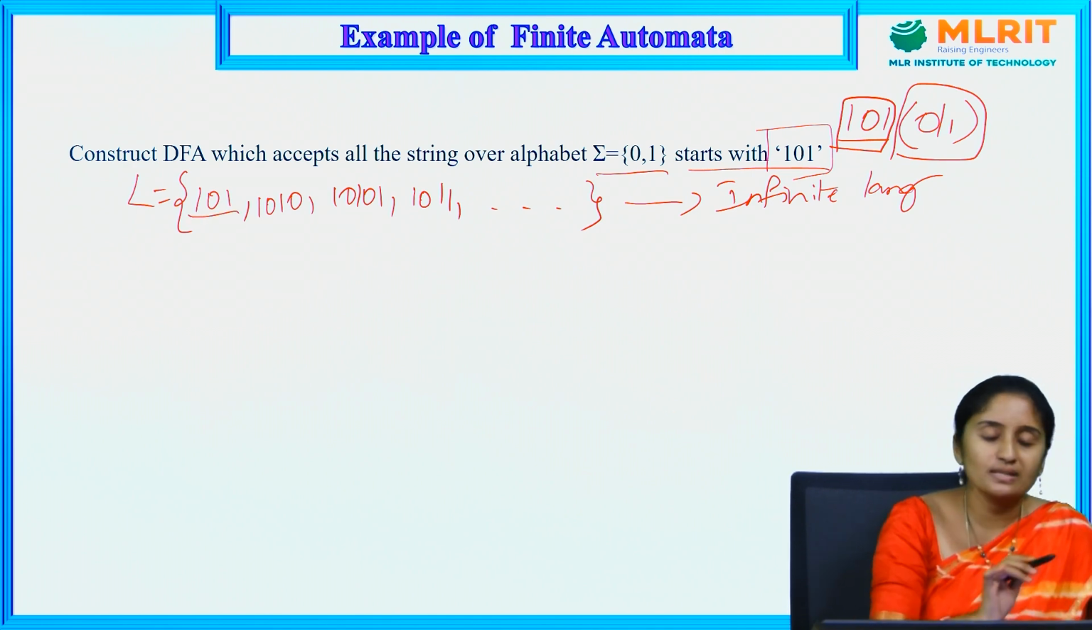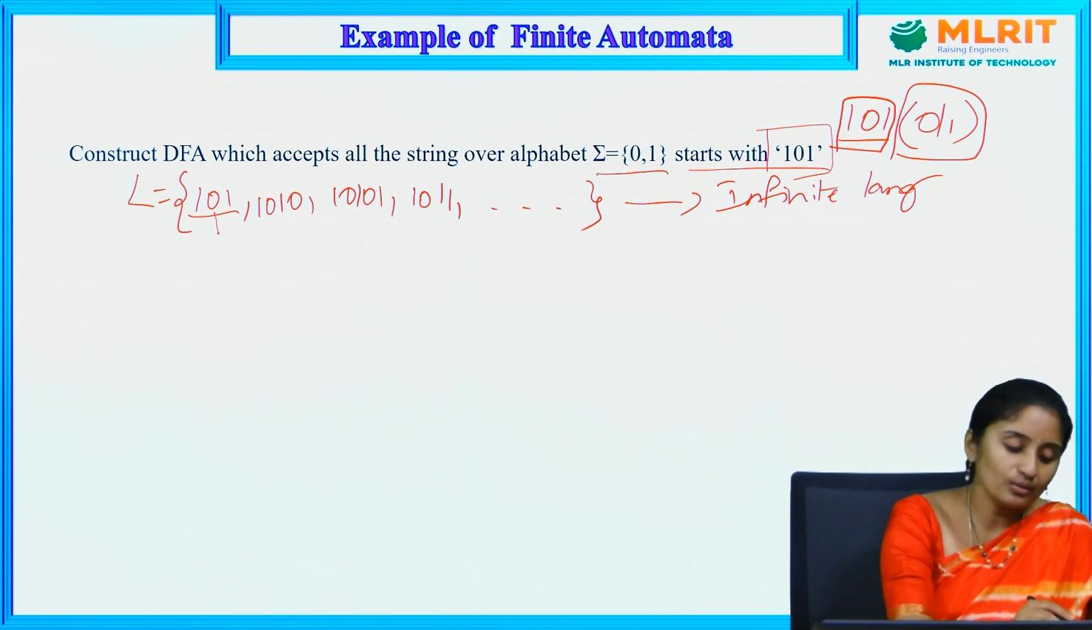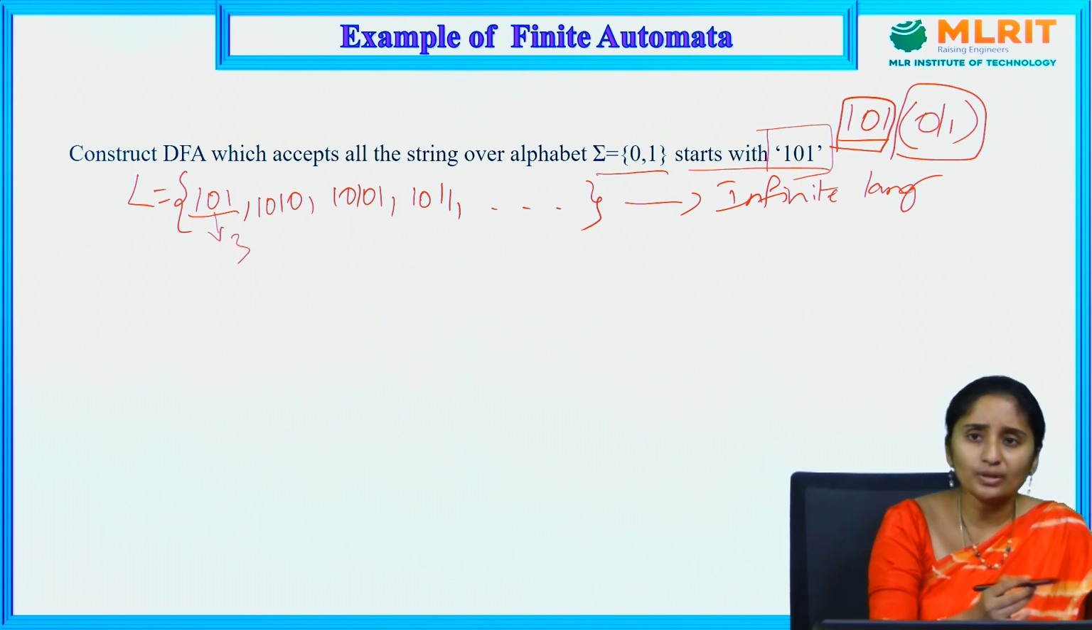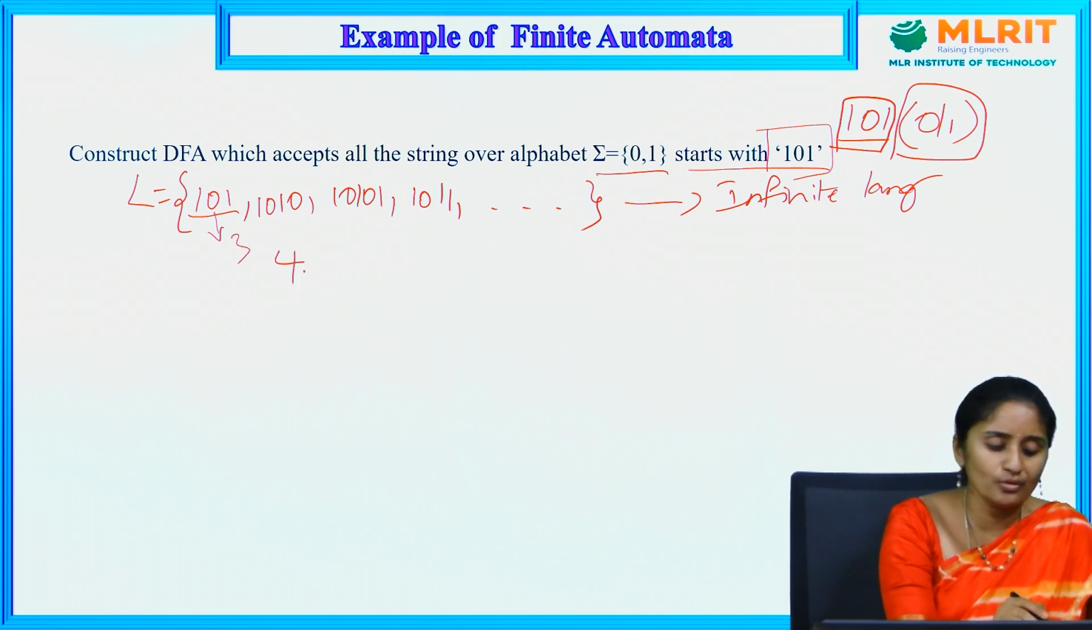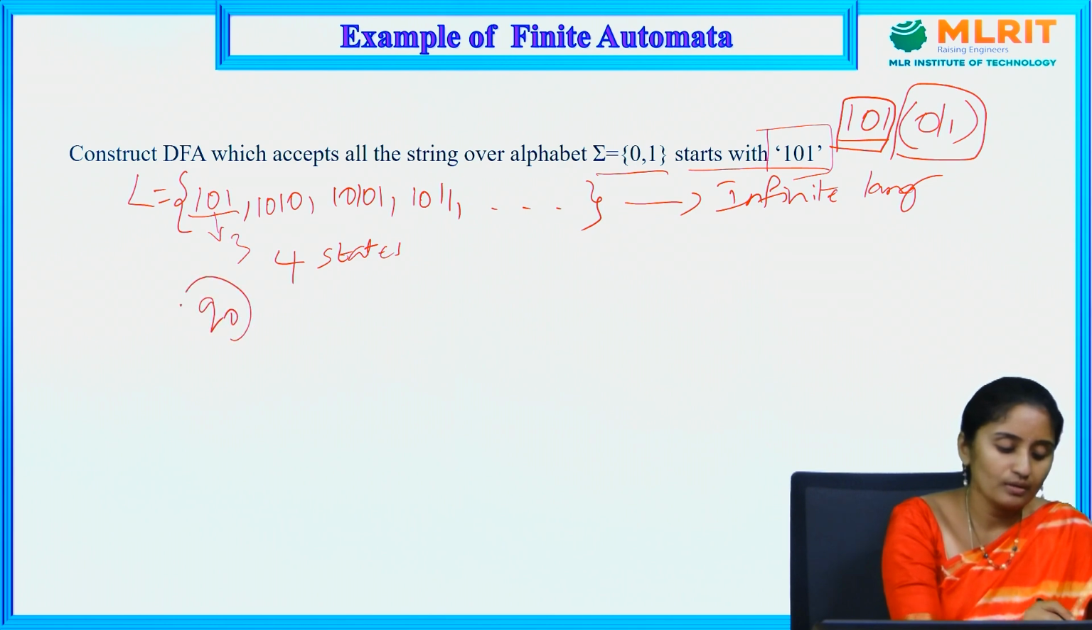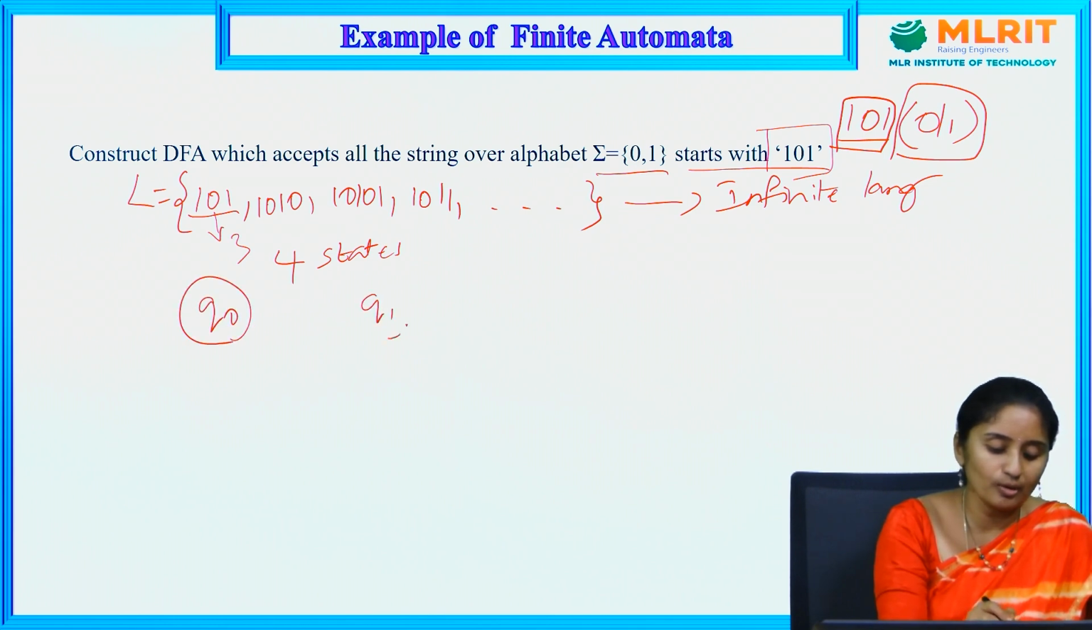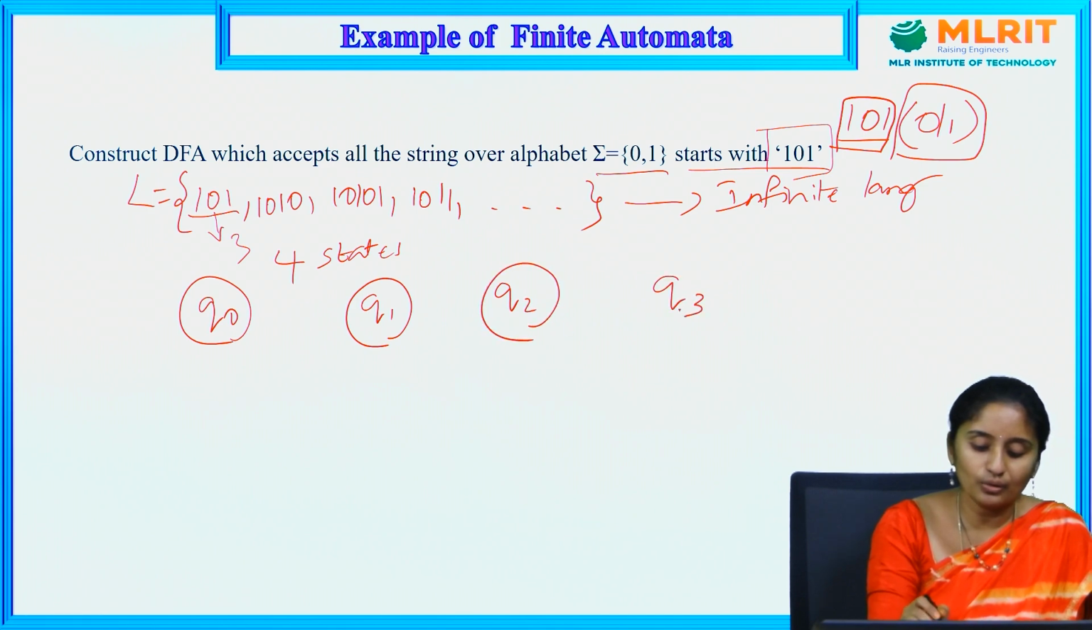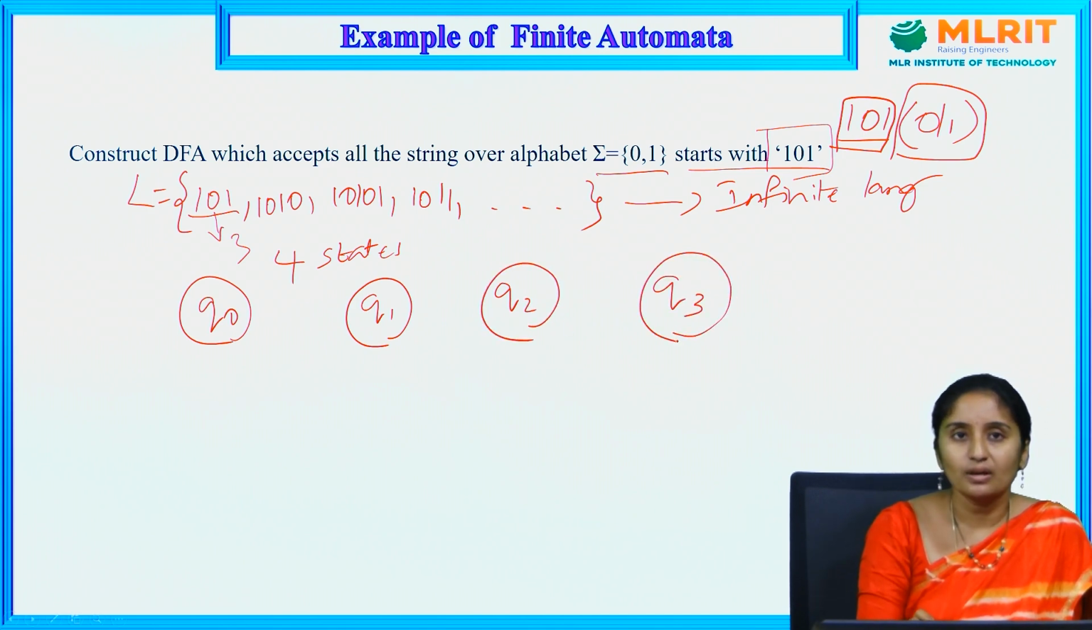Let me check from this language which is the minimum length string. The first one is the minimum length string. What is the length of this string? 3. So the number of states we will have is n plus 1, that is 3 plus 1, so 4 states. Q0, Q1, Q2, Q3 are the 4 states.